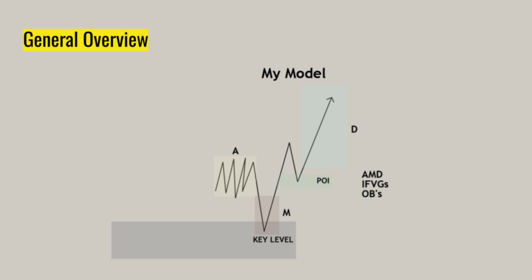Today I'm going to break down the exact model I use to trade the markets. My model prioritizes high confluence pullbacks into key levels to reduce drawdown and improve risk to reward, rather than anticipating moves early. I use AMD, IFVGs, order blocks, CISDs. It just all depends on the context of the situation.